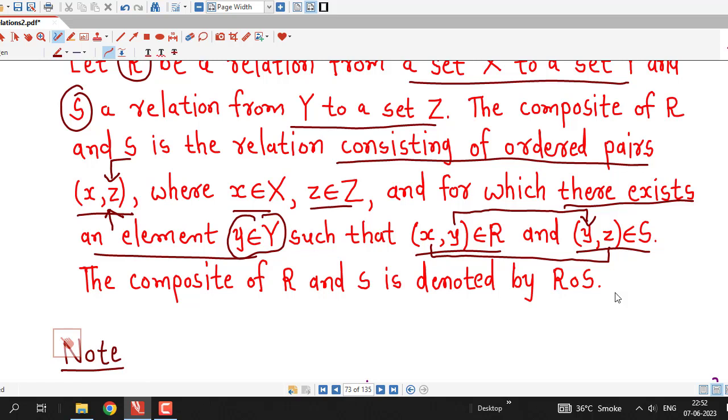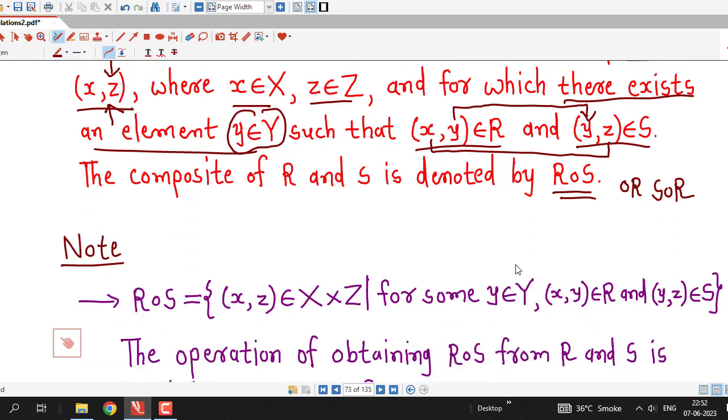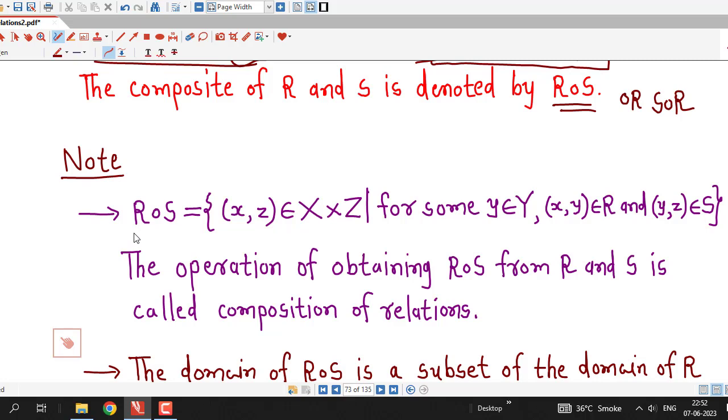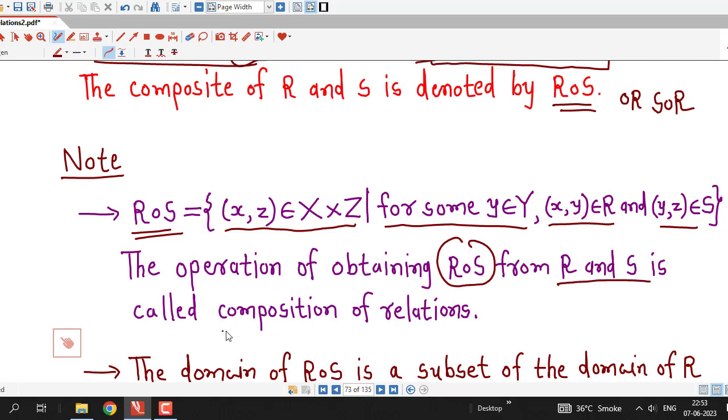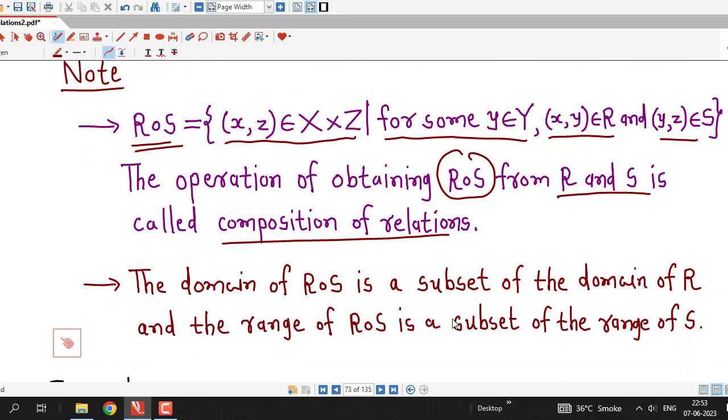The composite of R and S is denoted by R composite S, and some authors are using S composite R also. And this is the definition in the form of a set. R composite S consists of all those ordered pairs (X, Z) in capital X cross Z such that for some Y in capital Y, (X, Y) belongs to R and (Y, Z) belongs to S. The operation of obtaining R composite S from R and S is called composition of relations.